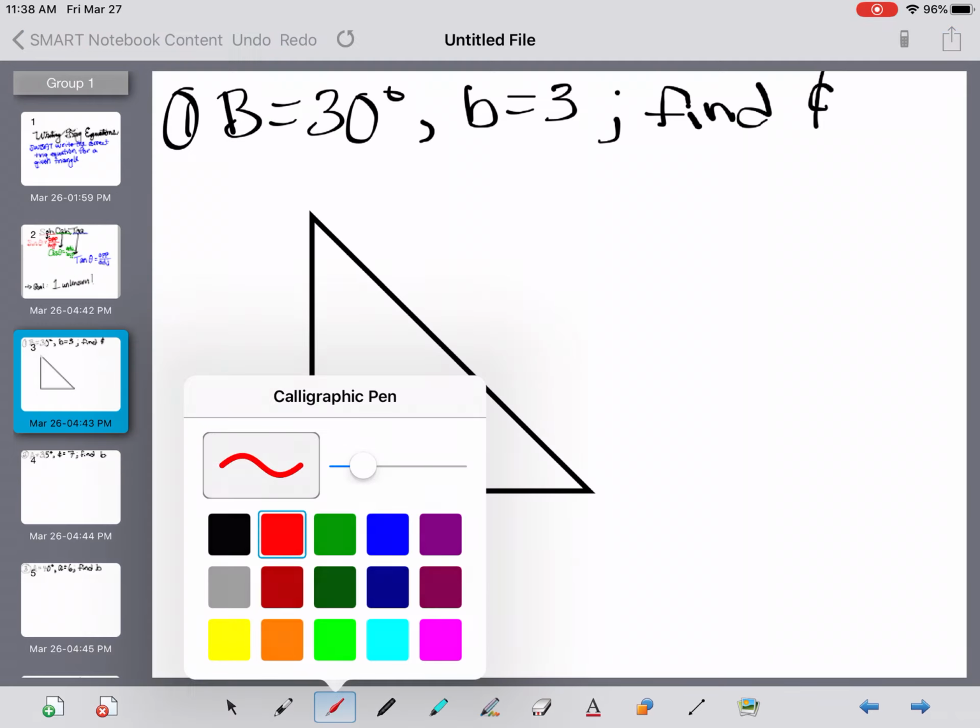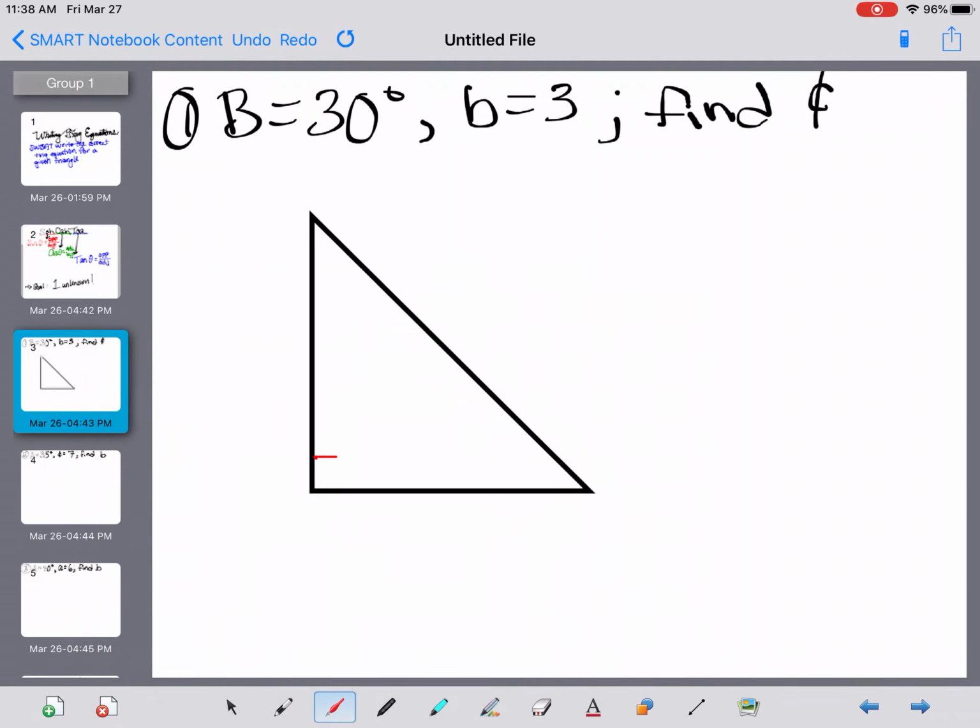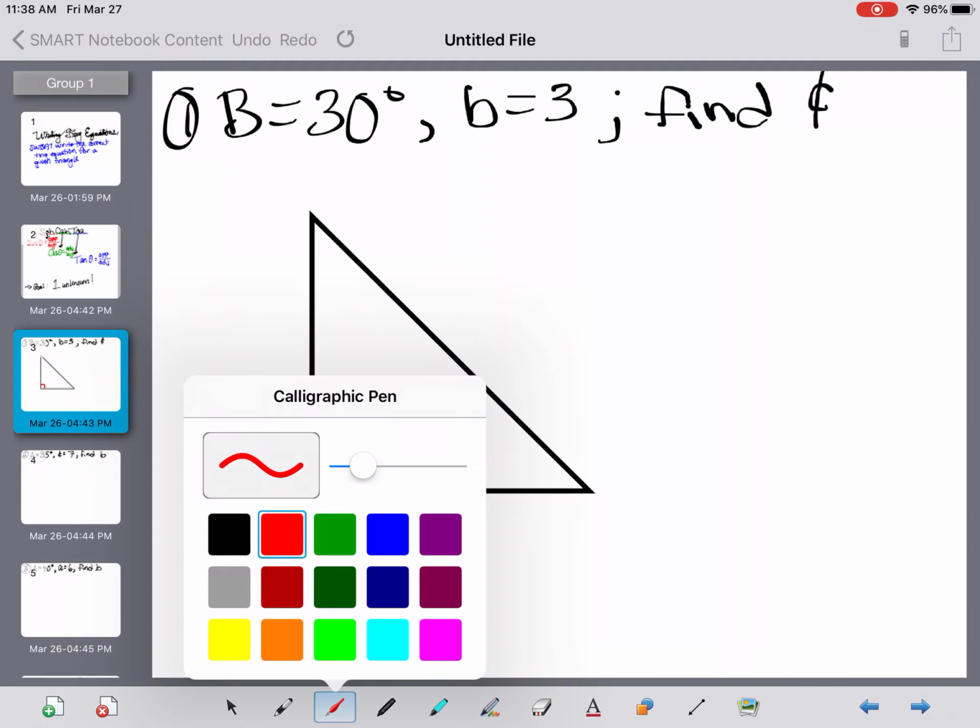A lot of times students really want me to draw the square in the corner because it's a right triangle, and to show the right angle there. I'm not going to do that every time. It just doesn't seem that necessary to me. I know that I'm drawing a right triangle. I'm not being graded on my ability to draw a right triangle, and neither are you.